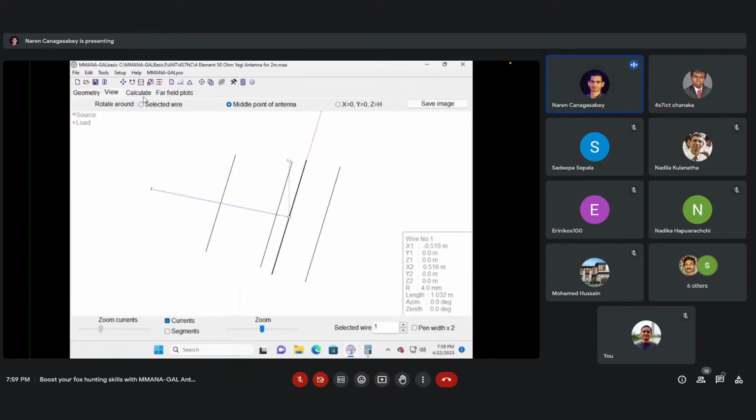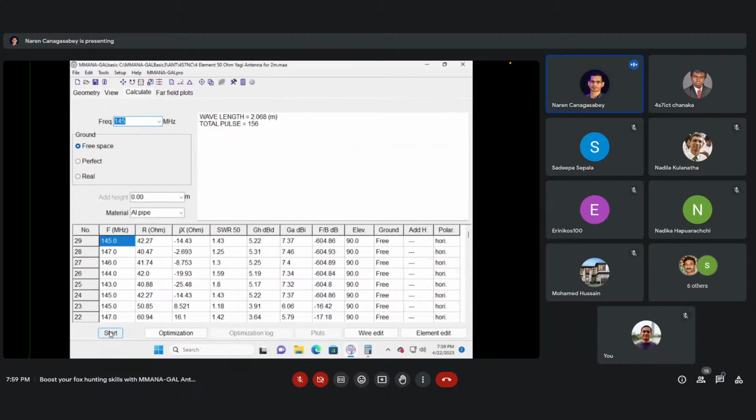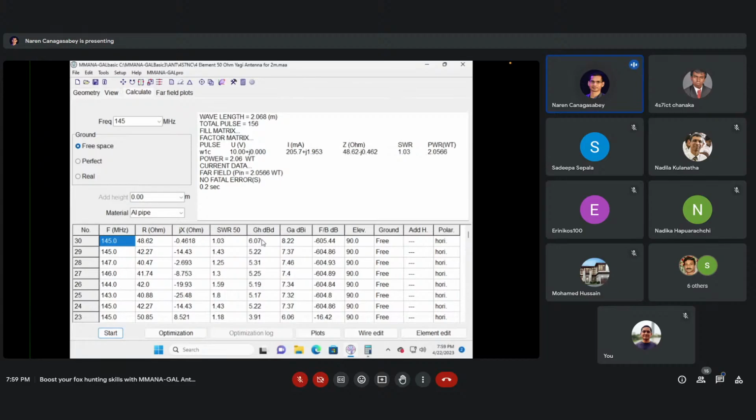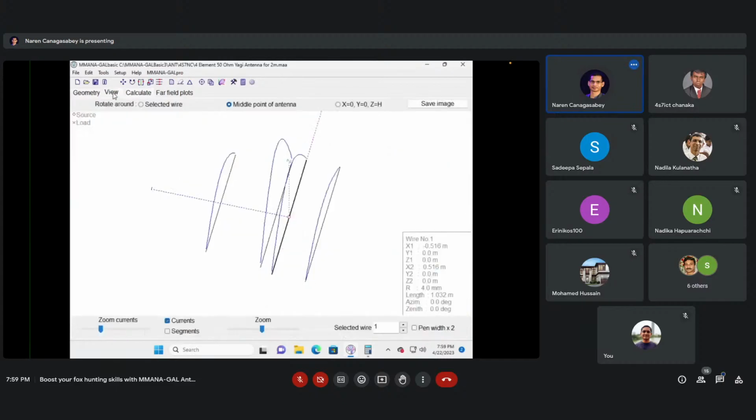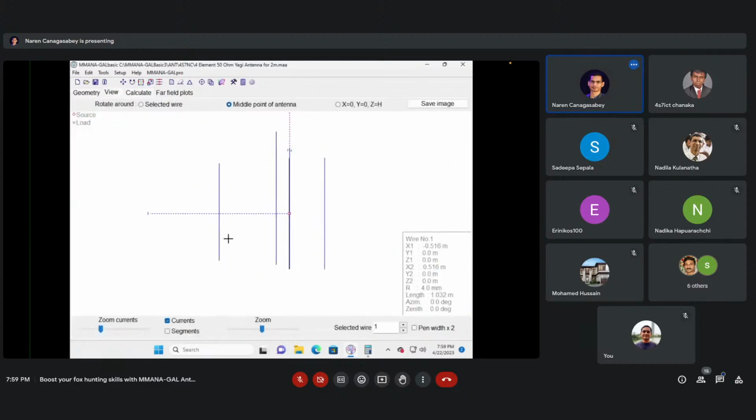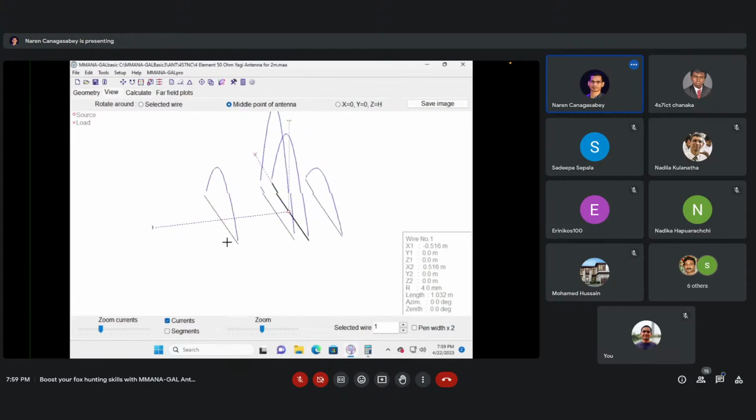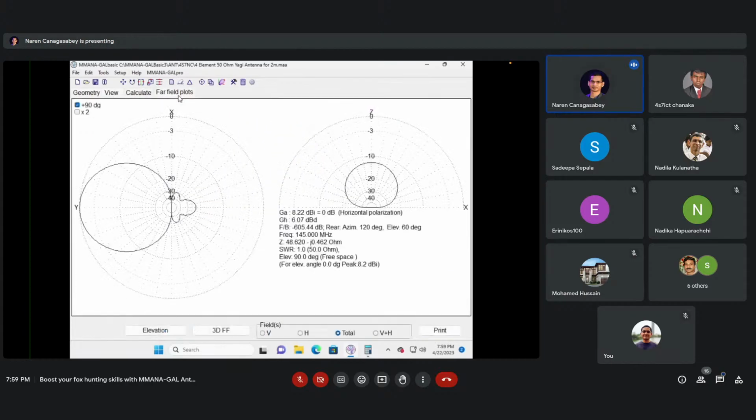See, we see the radiator. And if we were to go to the far field, to the calculations, we'll see SWR of 1.03 and how the gain has increased to 6.07 dBd. You can see the distribution of currents, the elements. And if we go to far field plot, you can see the pattern. You'll notice how the forward lobe has slightly narrowed, and you can see the appearance of side lobes.